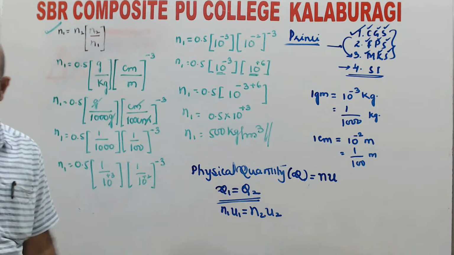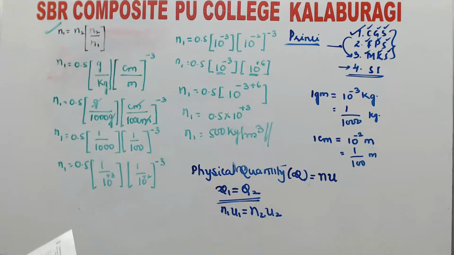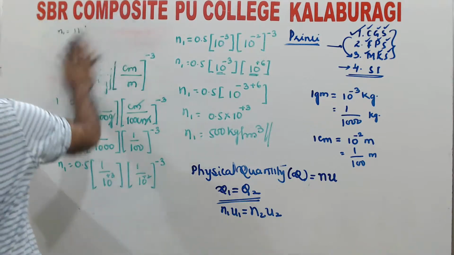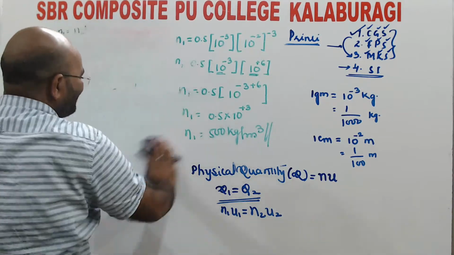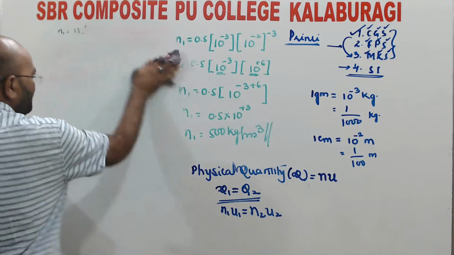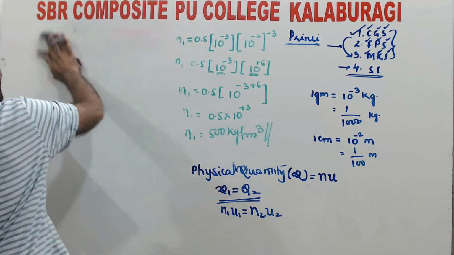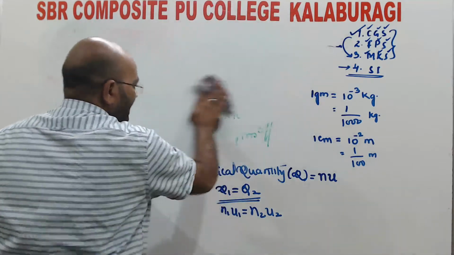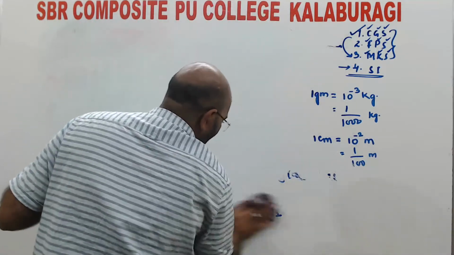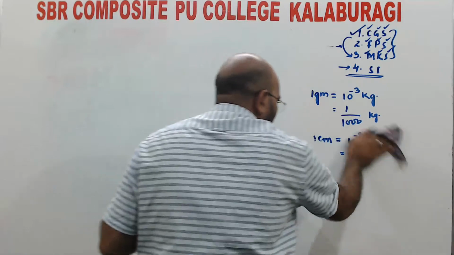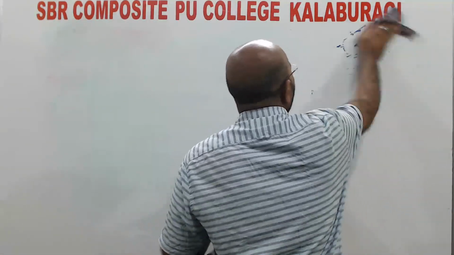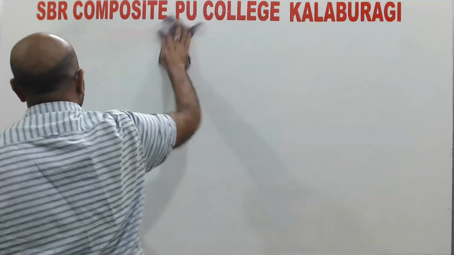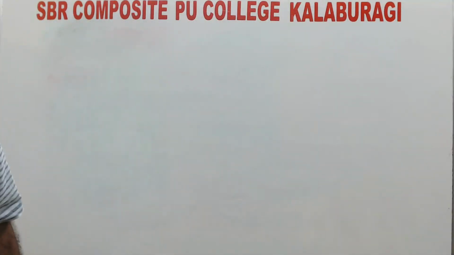Okay, go for the second question. In the second question, remember U1 and U2. U represents a unit. As you know very well, any physical quantity we are measuring without a unit, a number is meaningless. A number without a unit is meaningless. It means both are compulsory.